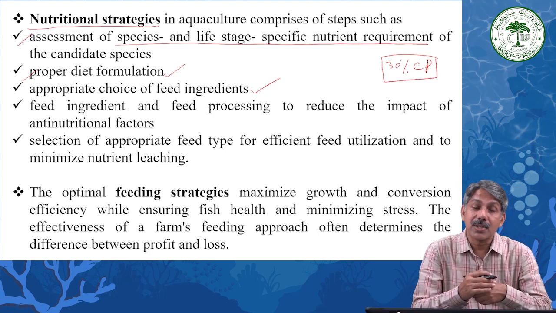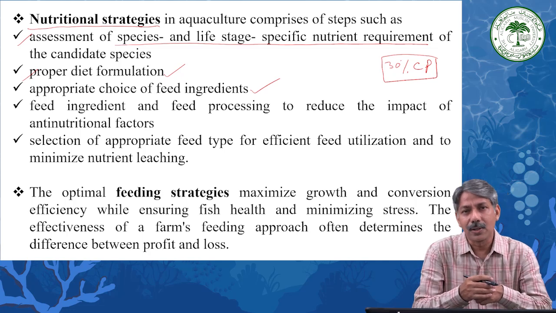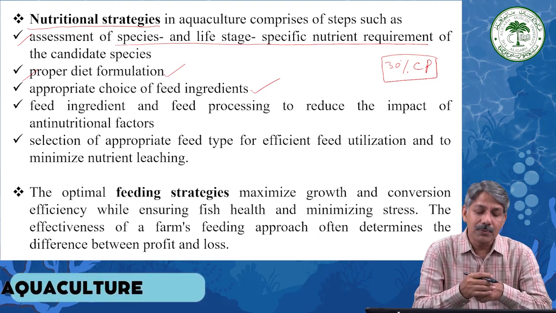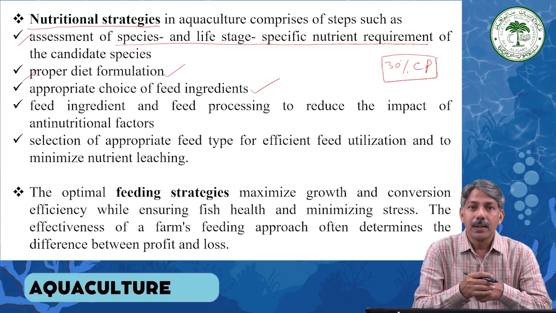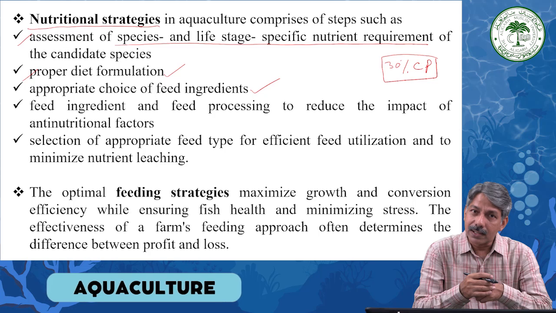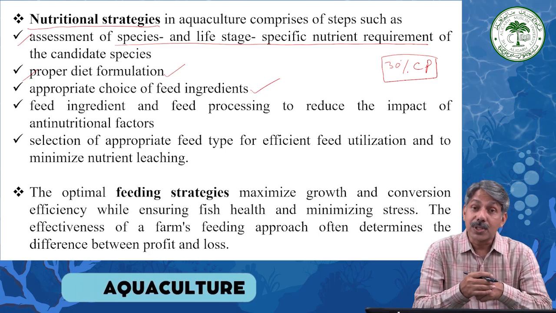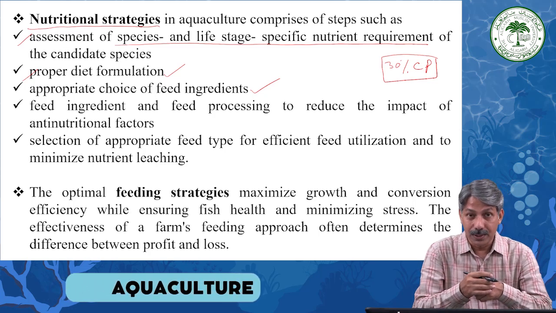There may be some energy rich feed ingredients. There may be some protein rich feed ingredients. You can have a blend of many feed ingredients in order to prepare the diet. They should be cost effective, and usually we should try to include only those feed ingredients in preparing fish feed which are not directly consumed by humans.